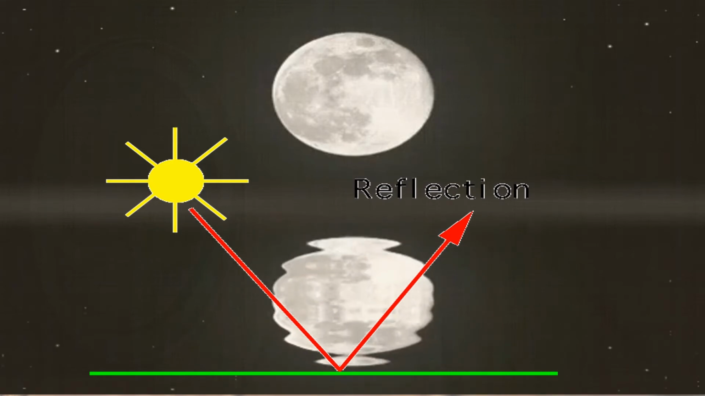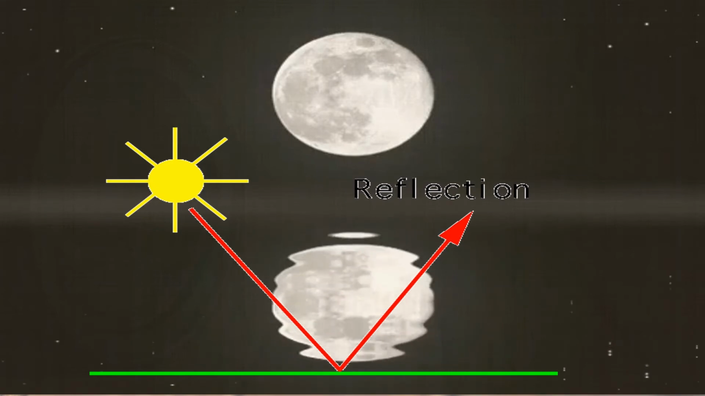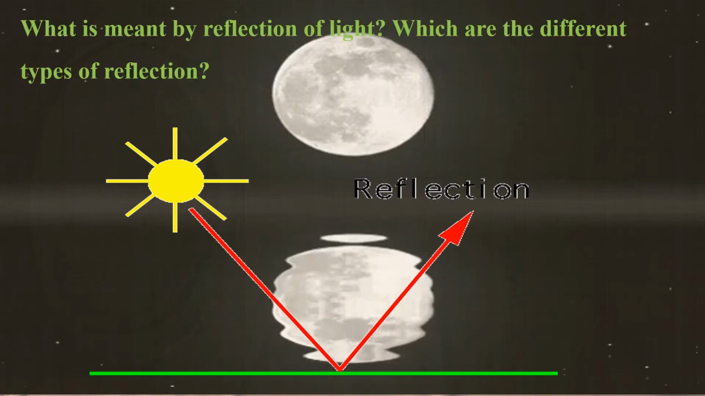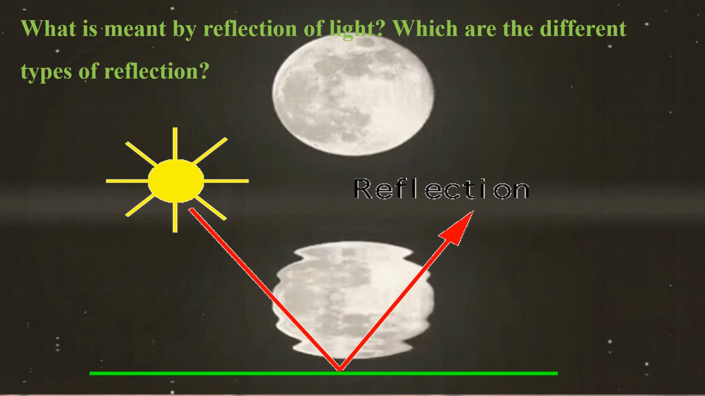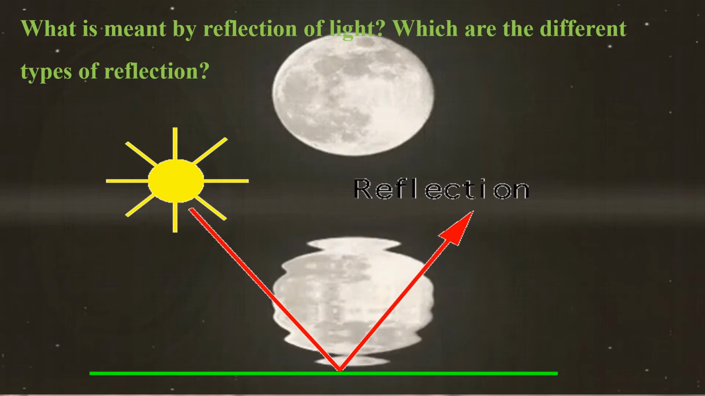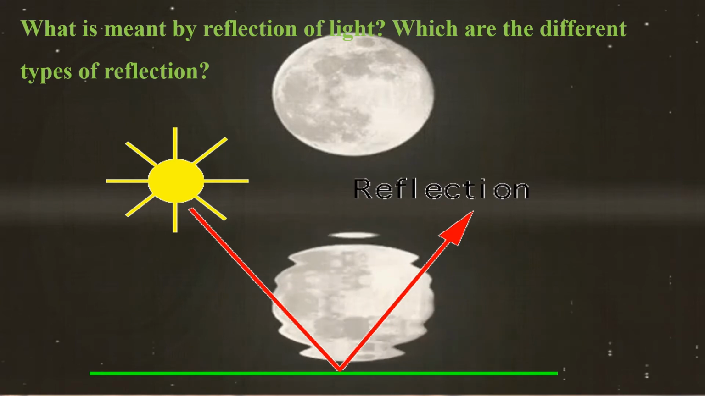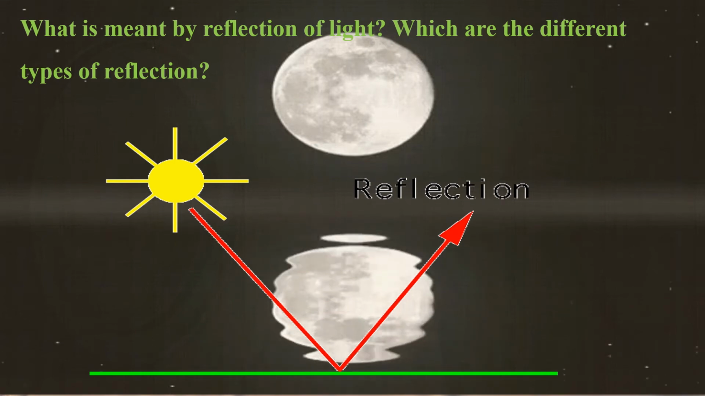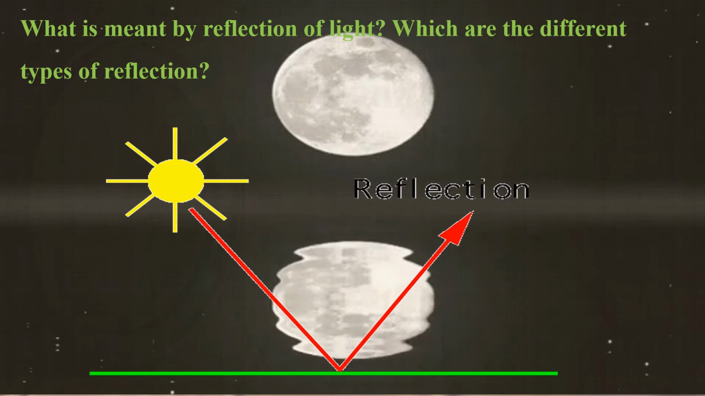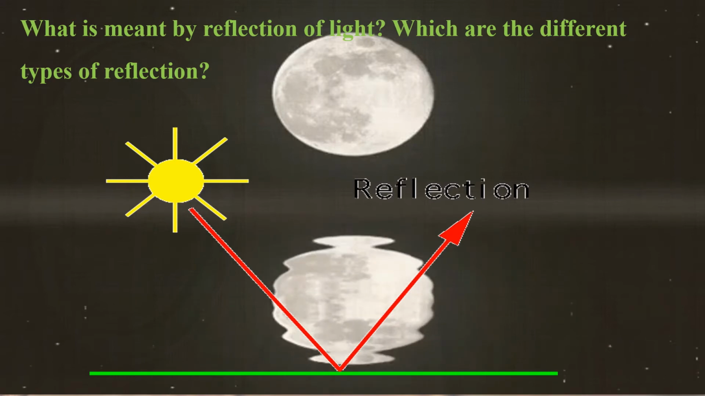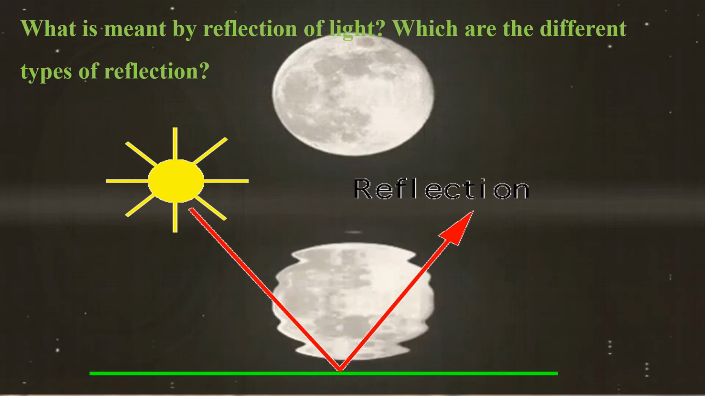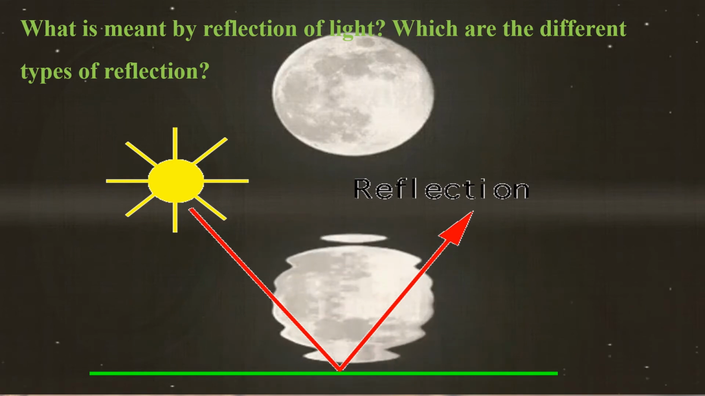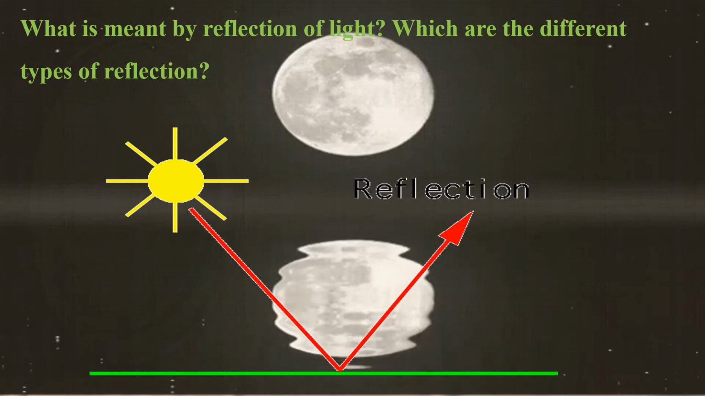Let us understand the next term that you have already learned in your previous standard, that is reflection. So what is meant by reflection of light and which are the different types of reflection? Now if you are able to see the moon in the sky and you can see that there is water, and in that water you can see the reflection of the moon, right? There is the picture of the moon in the water also, but it is not actually a moon. It is just the reflection. It means when the light is falling onto the surface of water, it is reflecting back. That is the reason your eyes can perceive the image.